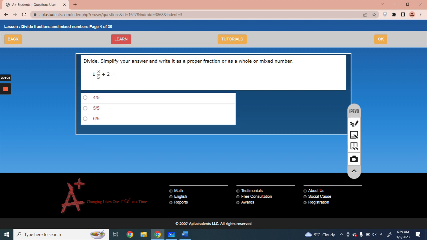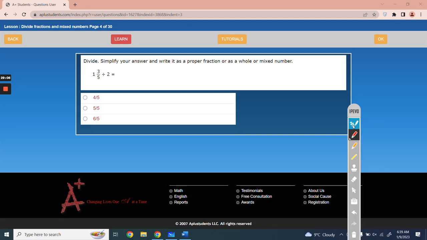Okay, the next one is 1 whole 3 over 5 divided by 2. Just multiply 5 times 1 plus 3 over 5, which is 8 over 5. Got it? So replace the division sign with multiplication.